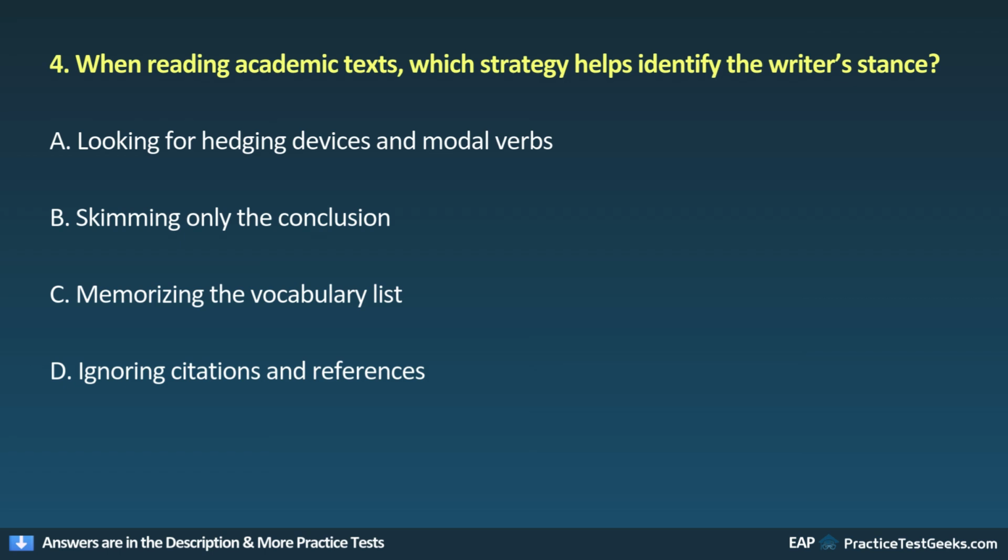4. When reading academic texts, which strategy helps identify the writer's stance? A. Looking for hedging devices and modal verbs. B. Skimming only the conclusion. C. Memorizing the vocabulary list. D. Ignoring citations and references.